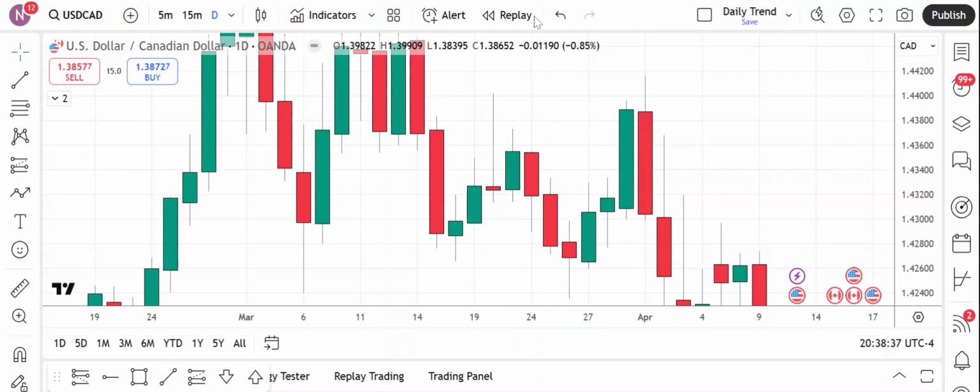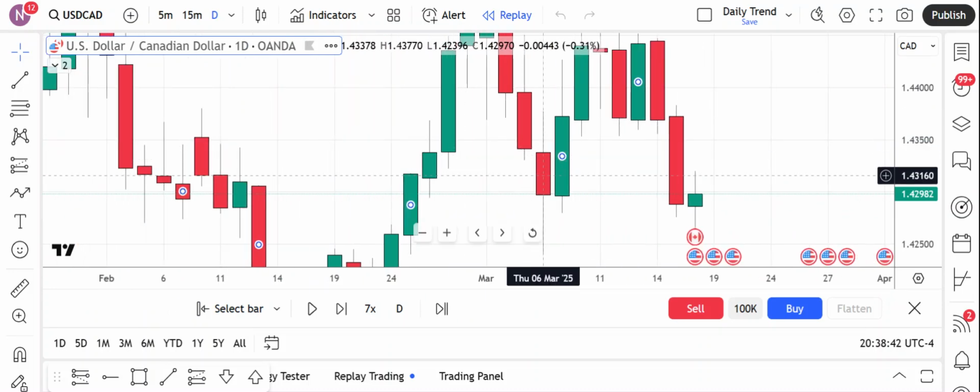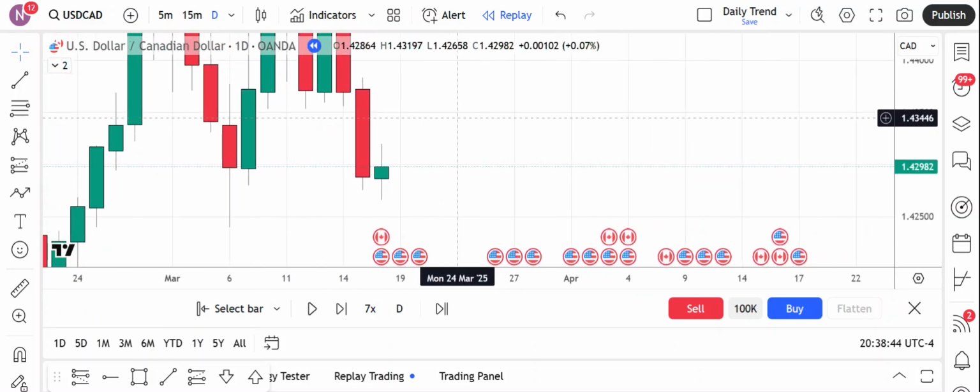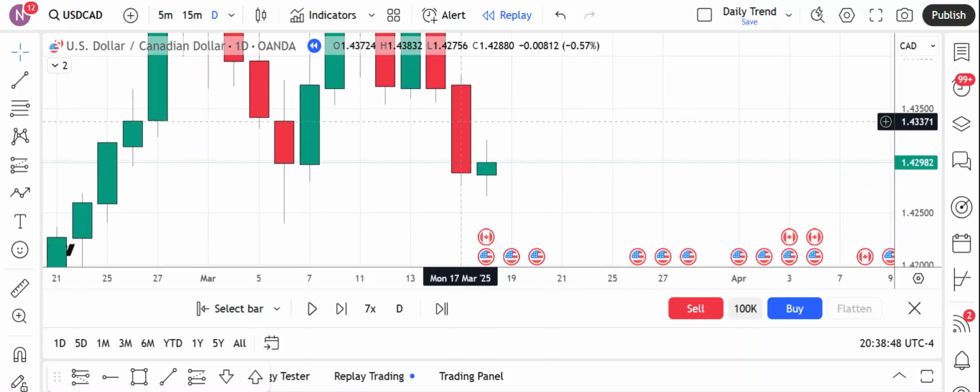Right here. See this red candle? We'll do a replay here. All right. Here's an ideal range between these 2 days. So this is Monday's candle and it's red.